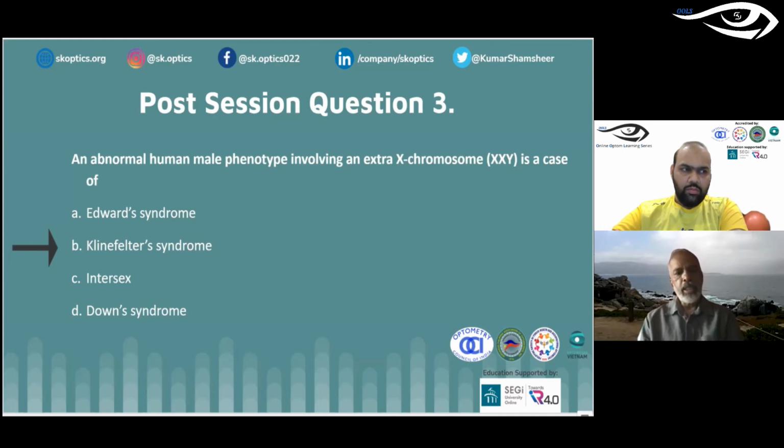And obviously, Down syndrome is trisomy 21, not a sex chromosomal disorder. So Klinefelter and Turner syndrome are sex chromosomal disorders. In Klinefelter, we have 2X and 1Y. B is the answer.